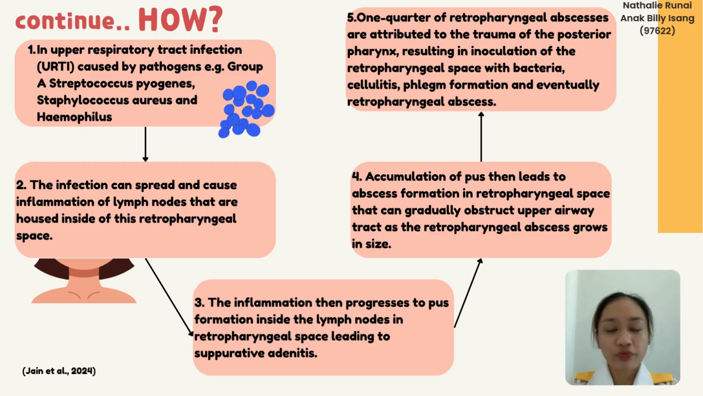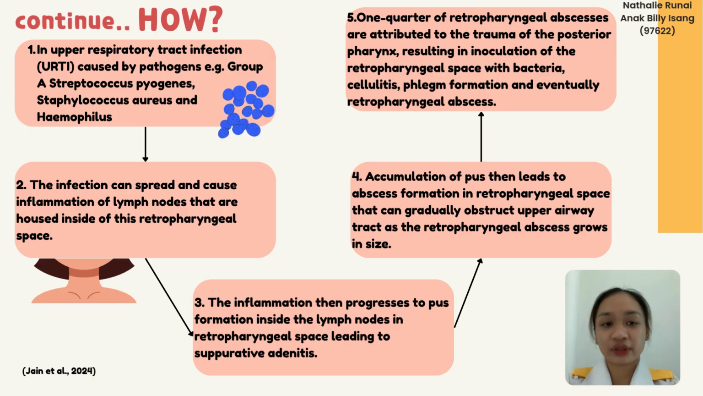How does a retropharyngeal abscess develop? It often starts with an upper respiratory tract infection, URTI, caused by pathogens such as Group A Streptococcus, Staphylococcus aureus, or Haemophilus. The infection can spread and cause inflammation of the lymph nodes located in the retropharyngeal space. As the inflammation worsens, pus begins to form inside these lymph nodes, leading to what we call suppurative adenitis.